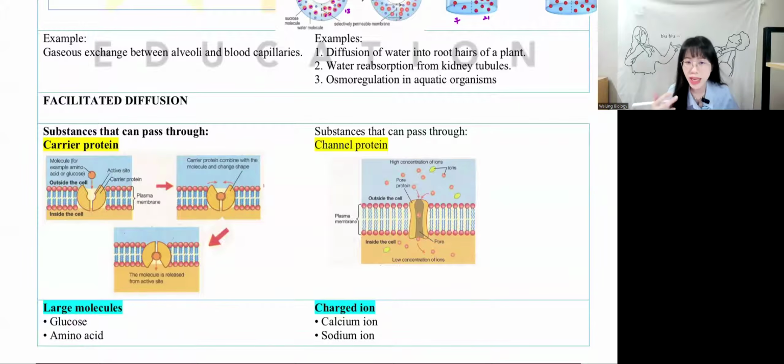Facilitated diffusion, they only use 2 proteins. They only use carrier protein and also channel protein. Only carrier and channel protein.